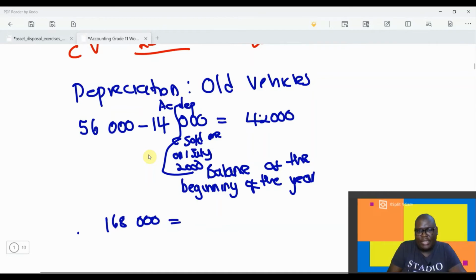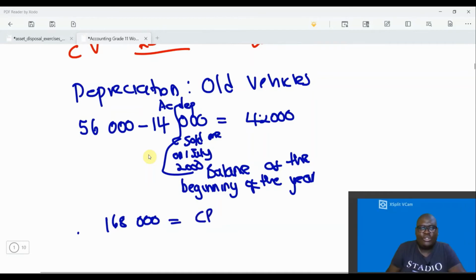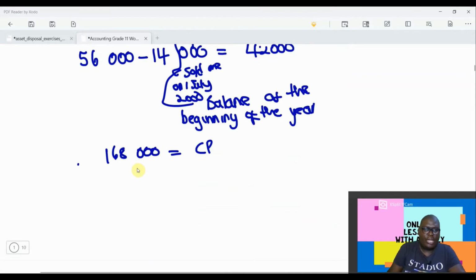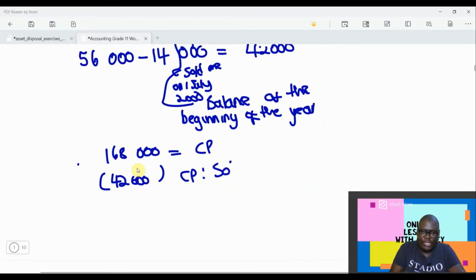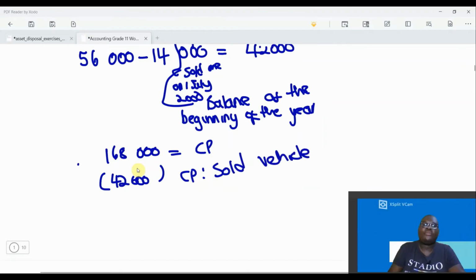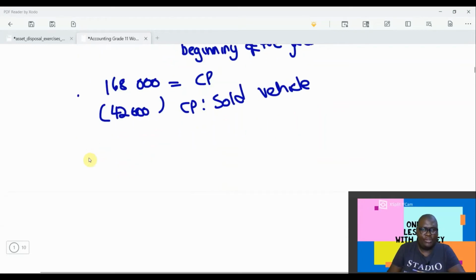From that 168,000, remember, this is the CP, the cost price, which also includes the one that was sold, and then this is 42,000. We must subtract 42,000, and this is the cost price of the sold vehicle. Remember, we want to be left with the ones that are remaining now. So if you take 168,000 and minus 42,000, you get 126,000.